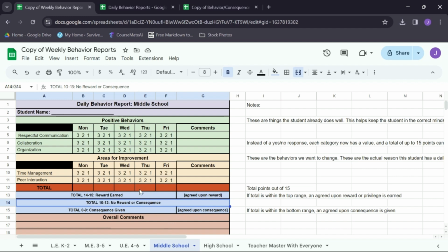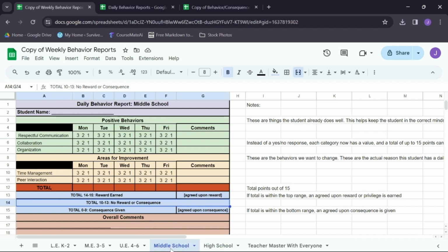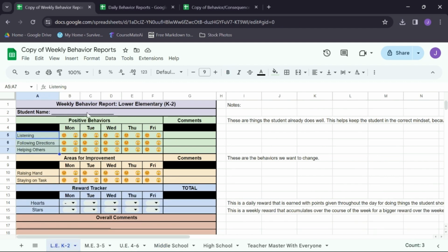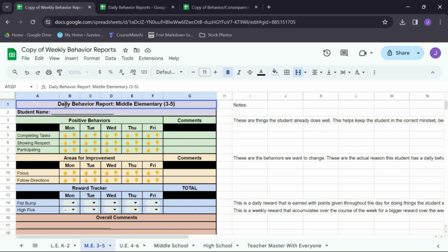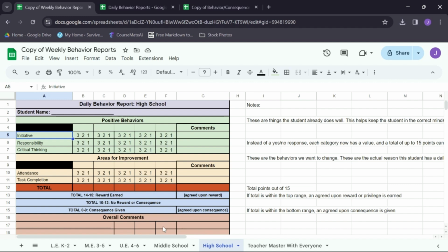Okay. And that's how that's going to look for middle and high school. High school and middle look exactly the same. Again, of course, these have changed. So we're going to go up to high school level. It's initiative, responsibility, critical thinking, attendance, and task completion. Okay. So these are your weekly behavior reports. Okay. And I did forget to change these words to weekly, so I'll fix those. That's kind of what threw me off there for a second. But these are your weekly behavior reports.